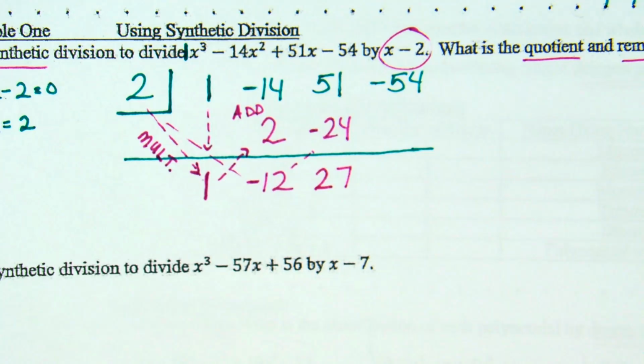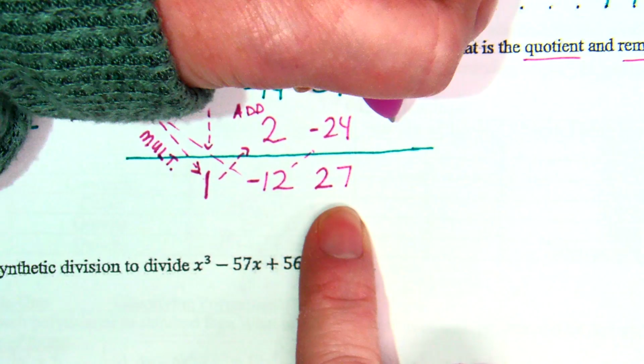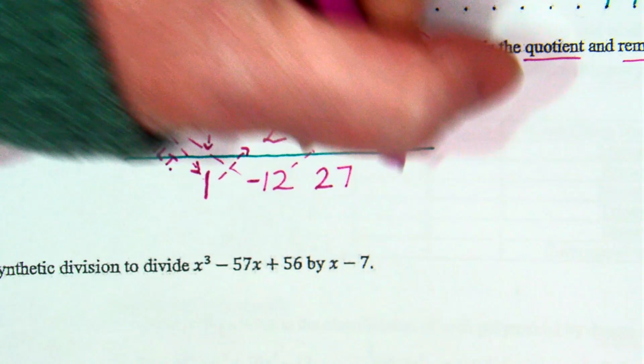After we add, we go back and multiply. Always using my box number, so 2 times 27. What's 2 times 27? 54. Bounce it back up above the bar. And then we're going to add. Negative 54 plus 54. 0.